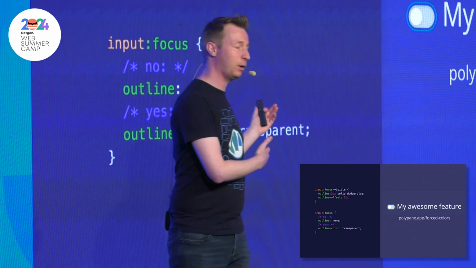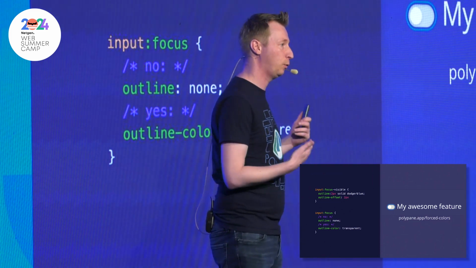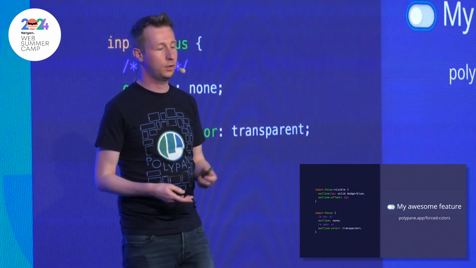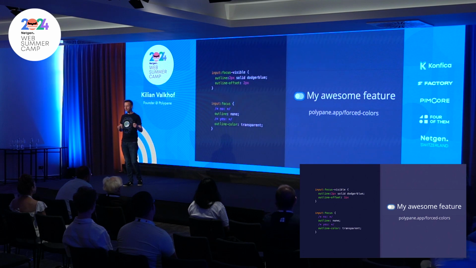So rather than outline none, use outline color transparent. And if you want to learn more about forced color mode, you can check an article at polypane.app/forced-colors. Now, that's a lot of words for a very small input type checkbox and a lot of CSS and a lot of things you need to think about.